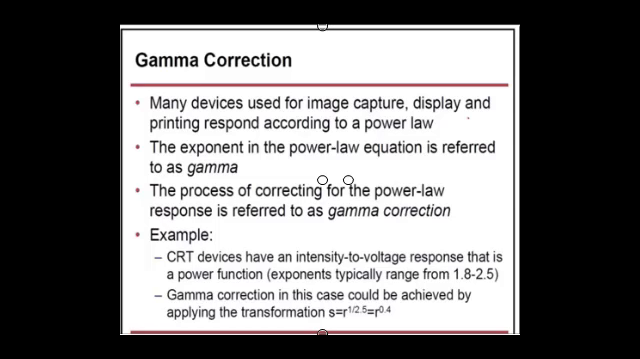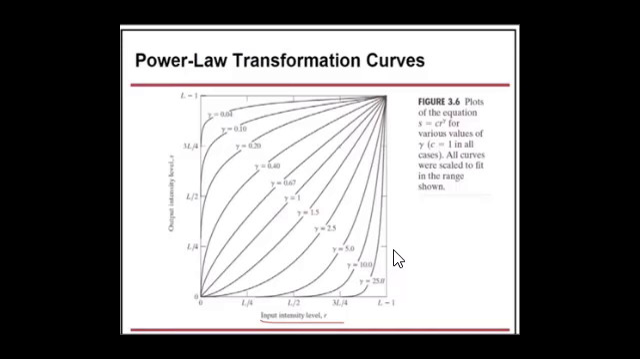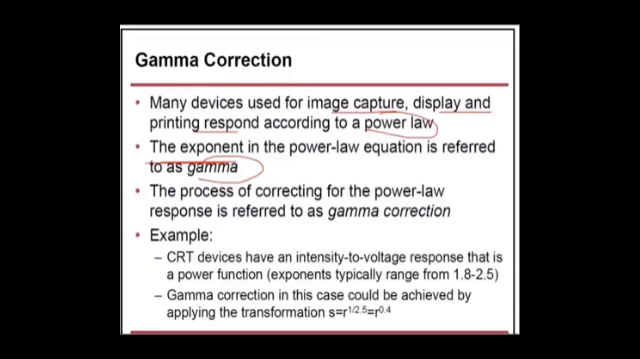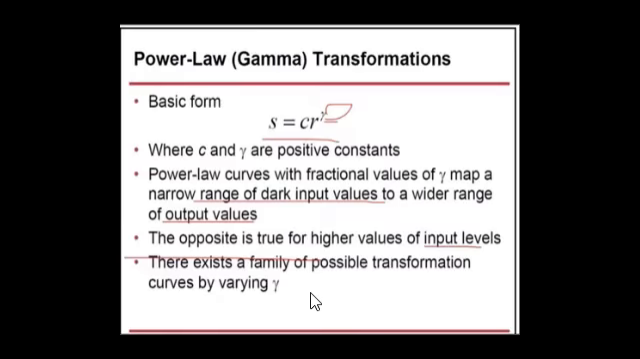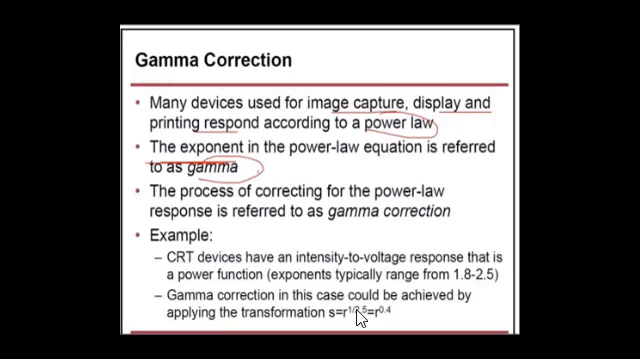Now let's see where we can use gamma correction. In some devices, it is used for image capture, display, and printing according to the power law. Like CRT devices, where we use a cathode ray tube, they have an intensity to voltage response. So it is used over there. For this, gamma correction can be calculated using s = r^(1/2.5), so that is r to the power 0.4.